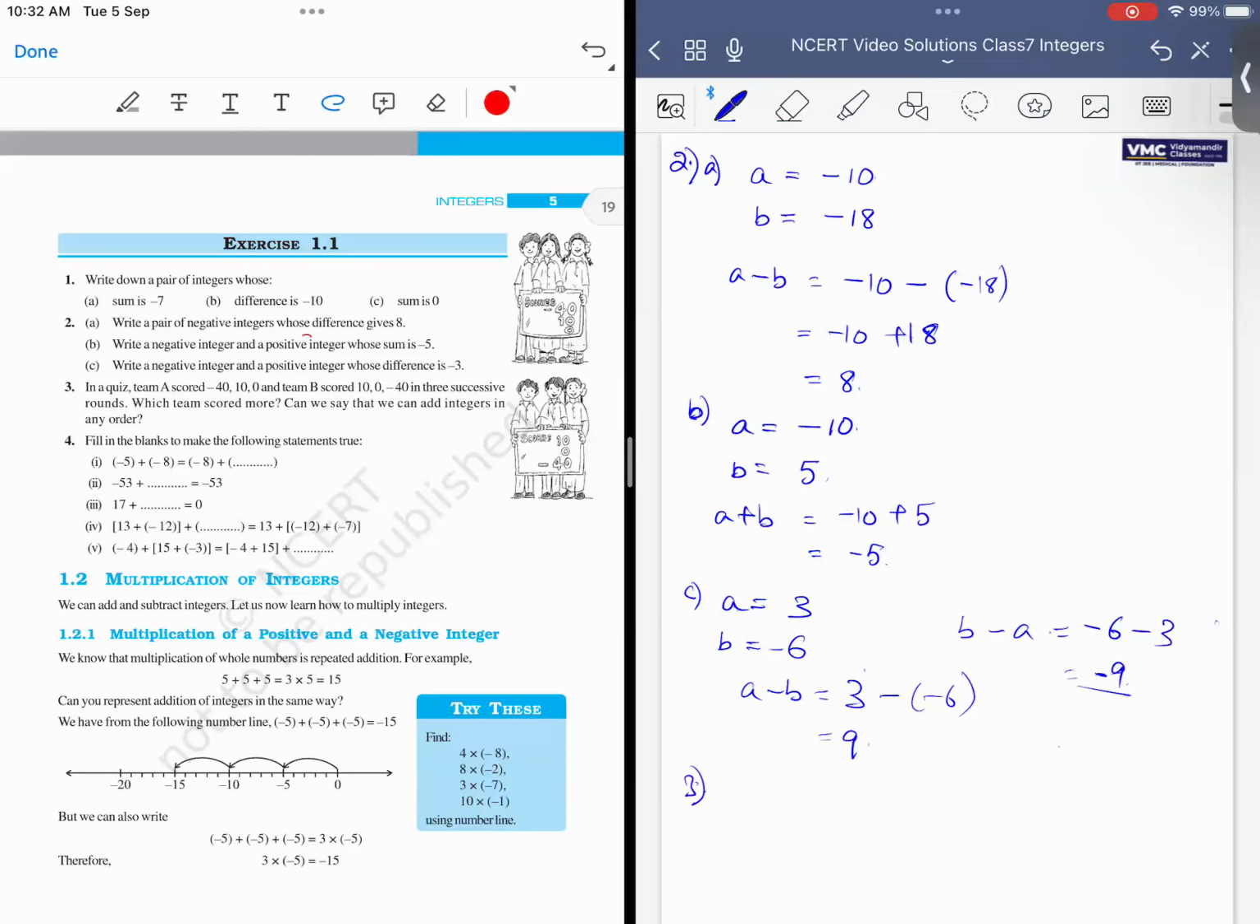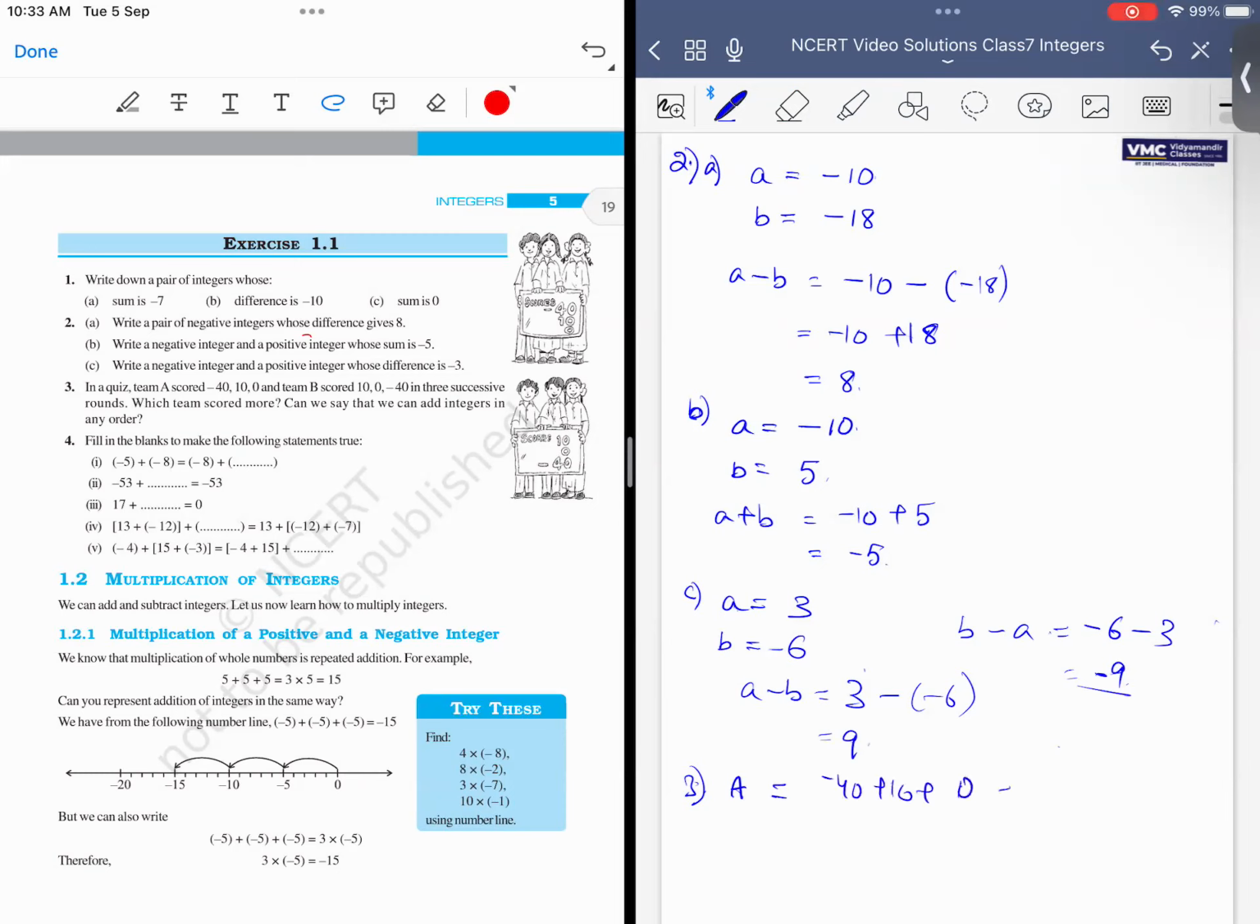Next, question 3. In a quiz, team A scored minus 40, 10, 0, and team B scored 10, 0, minus 40 in 3 successive rounds. Which team has scored more? Can we say that we can add integers in any order? Yes, we can add.